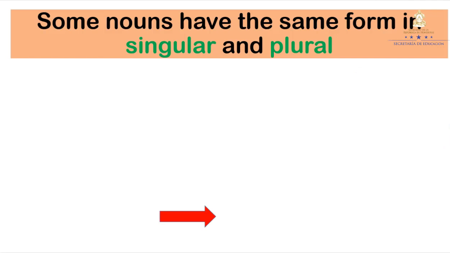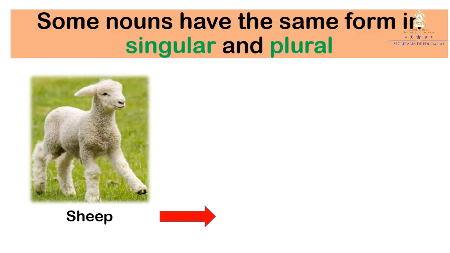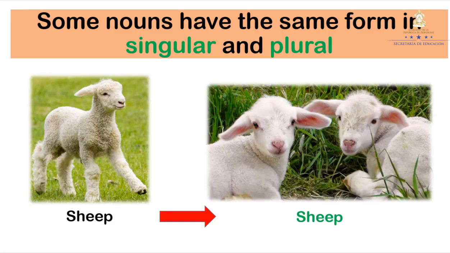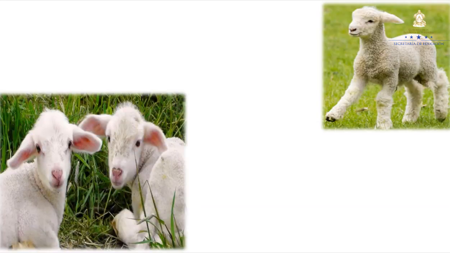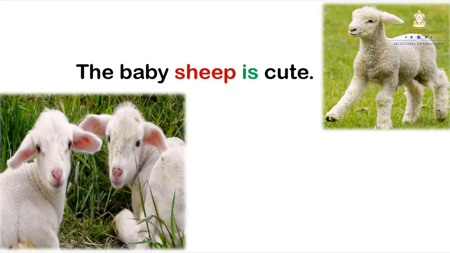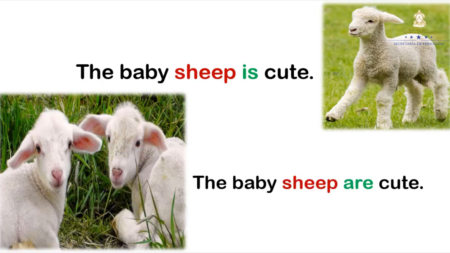También hay irregular nouns que la misma palabra es tanto para singular y para plural. Look at the example. Sheep for singular and sheep for plural. Look at the singular example for sheep. The baby sheep is cute. Ahora veamos el plural. The baby sheep are cute. Aquí diferenciamos el singular del plural por el verbo be y en este caso por las imágenes.